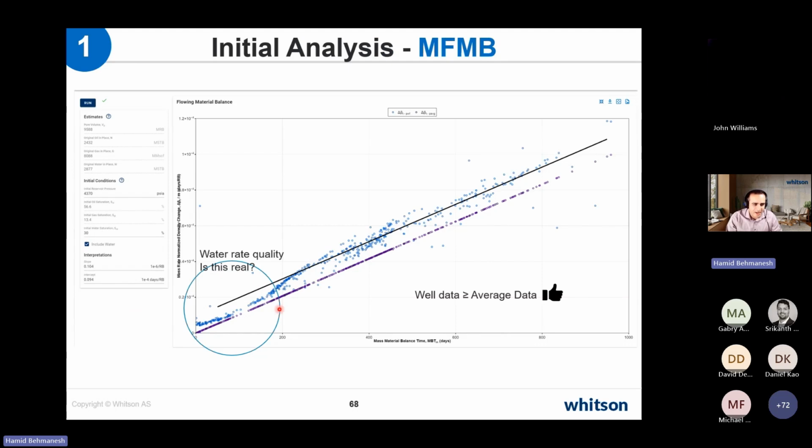So, water rate quality. I know that this is flowback data, so this is not the true reservoir effect. I blame it on the bad quality of the water production rate. But in general, I see all of my well data is above the average reservoir pressure. So this is the first check mark I'm getting.